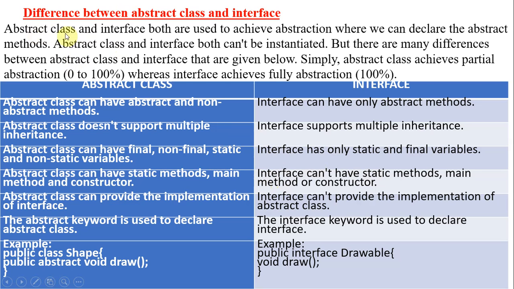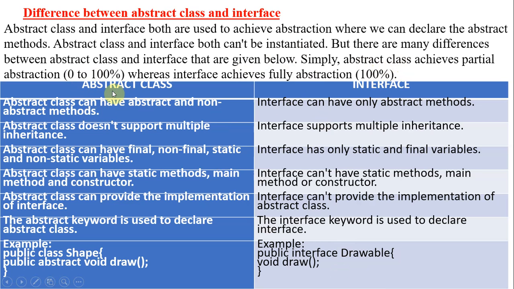So abstract class and interface are both used to achieve abstraction, where we can declare abstract methods. Abstract class and interface both can't be instantiated, which means we cannot create an object for them. Of course, they are meant for abstraction and both have abstract methods, but they have differences also. By abstract classes we can achieve 0 to 100% abstraction, whereas with interfaces we can achieve 100% abstraction.